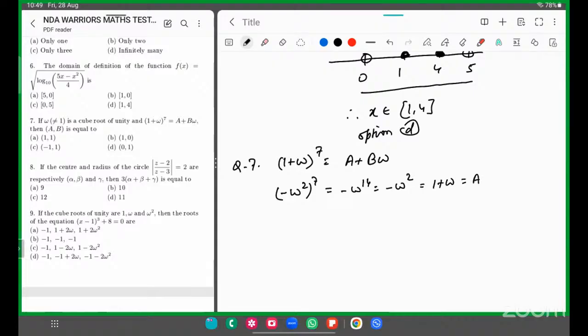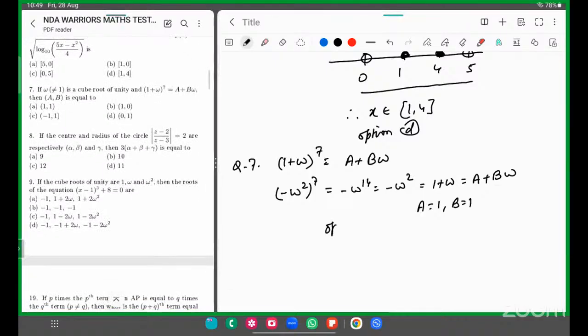1 plus omega equal to a plus b omega. So by comparing, a equal to 1 and b is also equal to 1. So 1 comma 1 is the answer. Option A is your answer.